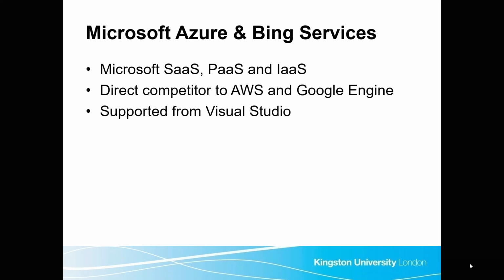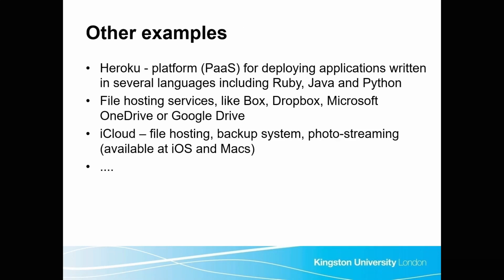We have to be aware that apart from the big three, Amazon, Google and Microsoft, we have a whole range of other, perhaps smaller, perhaps not so small, cloud services such as Heroku, a platform as a service for deploying applications written in several different languages, including Ruby, Java and Python. Very popular file hosting services such as Box, Dropbox, but also Microsoft OneDrive or Google Drive, iCloud, a file hosting system and backup system and photo streaming system available on iOS and Macs, and many more.